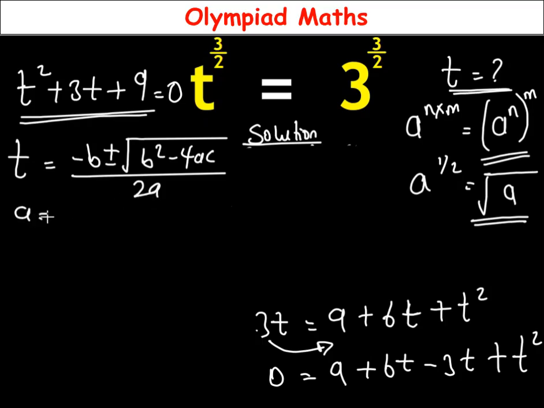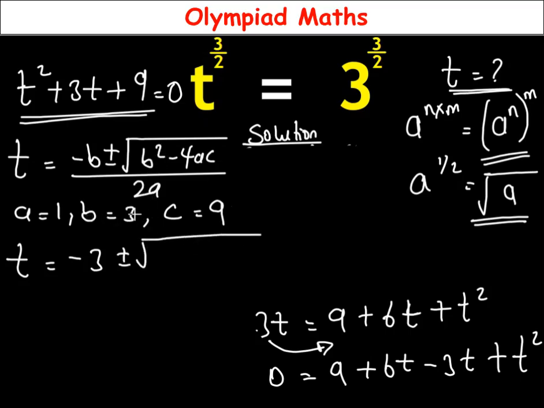From here, the value of a is the coefficient of t squared, which is 1. The value of b is the coefficient of t, which is plus 3. And the value of c is the constant, which is plus 9. Now, inputting the value of a as 1, b as 3, and c as 9 into the formula, t becomes minus b, which is minus 3, plus or minus square root of b squared, which is 3 squared, minus 4 times a, which is 1, times c, which is 9, all over 2 times a, which is 1.